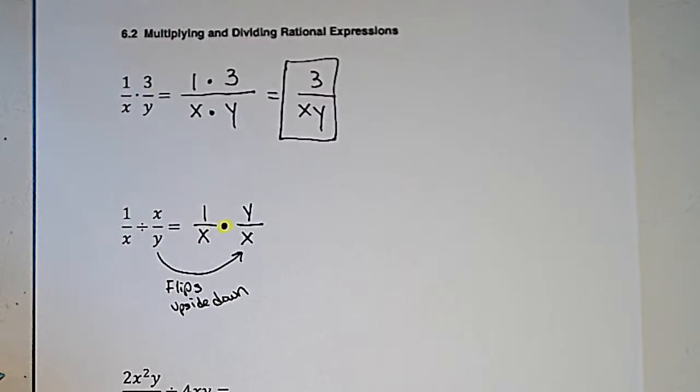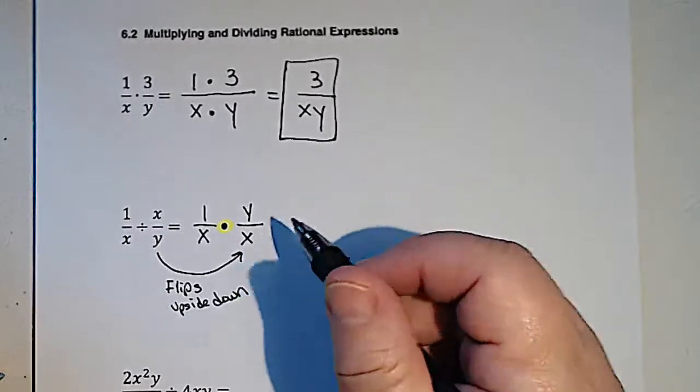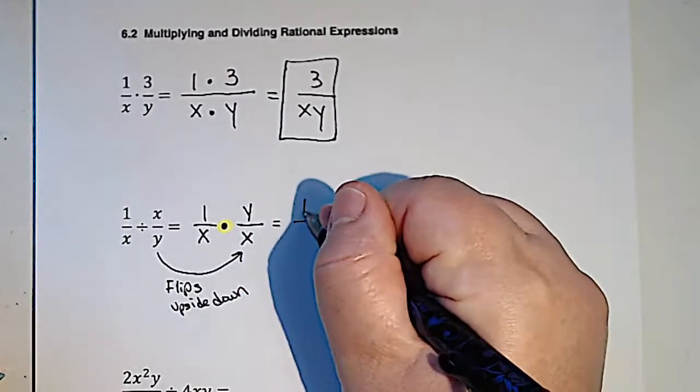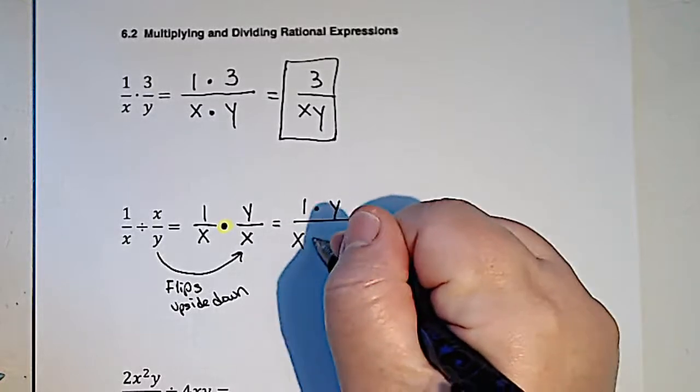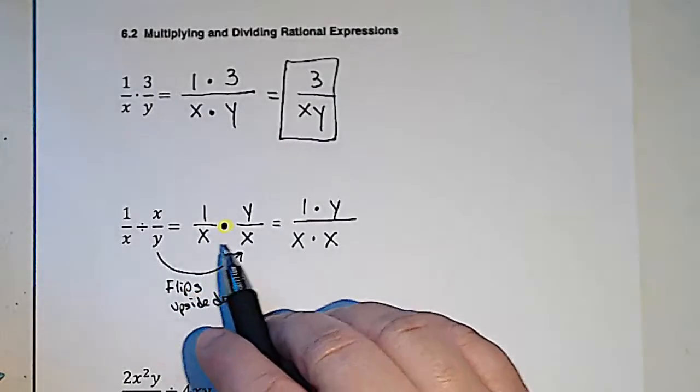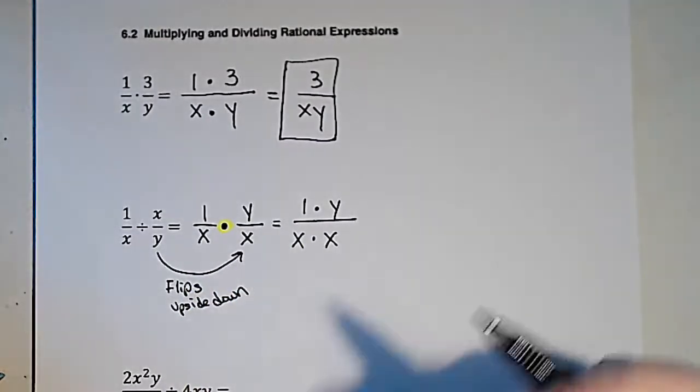So the second rational expression gets flipped upside down, but then you've got regular old multiplication, just like we did before. 1 times y, x times x. The bad news is once you flipped it, you realize, oh, the x's were actually in the same place the whole time.